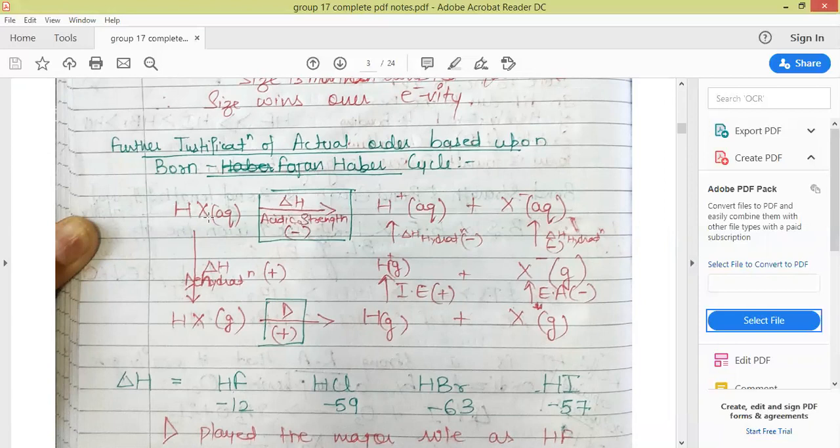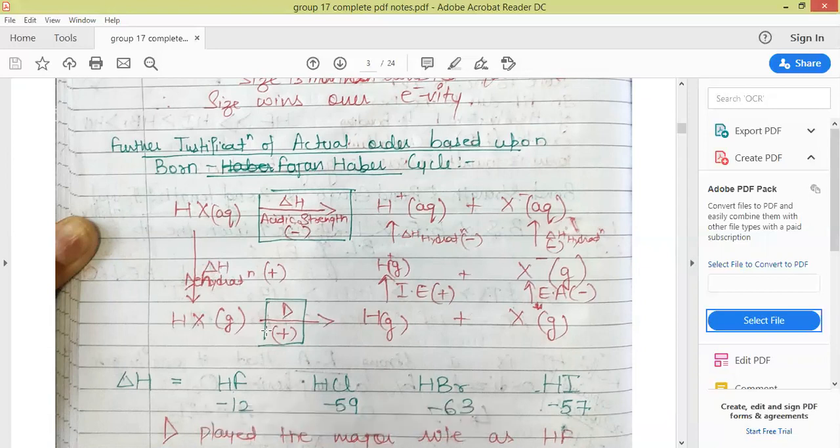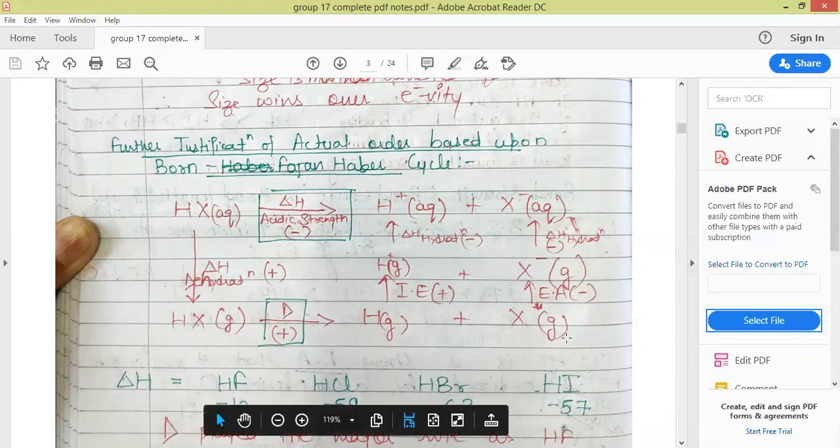To reach this step, we have to pass through all these steps here. HX is in aqueous condition, so we will have to first dehydrate it and supply some energy in the form of delta H of dehydration to convert it into gaseous form. Then we'll have to supply the dissociation energy for the dissociation of HX gaseous to H gaseous and X gaseous.